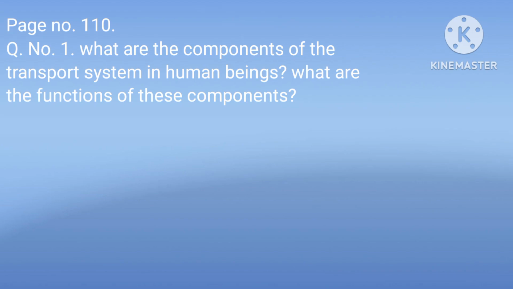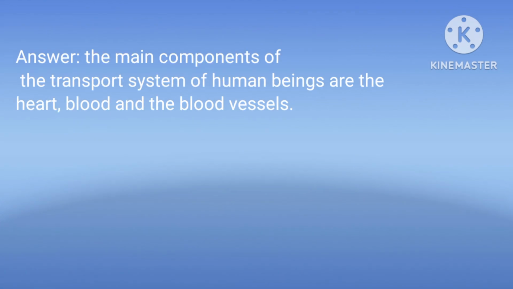Question number 1. What are the components of the transport system in human beings? What are the functions of these components? Answer. The main components of the transport system of human beings are the heart, blood, and the blood vessels.